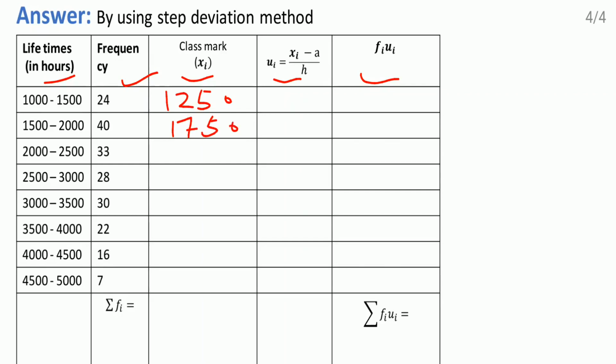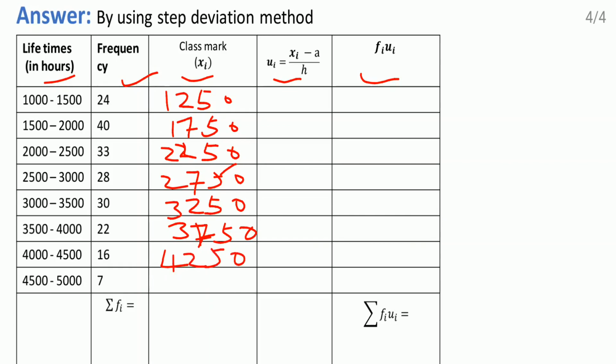Okay, now here 1750. The next one will be 2250. The next one is 2750. Then 3250 here. The next one is 3750, and the next one is 4250, and here 4750. We got the class marks.